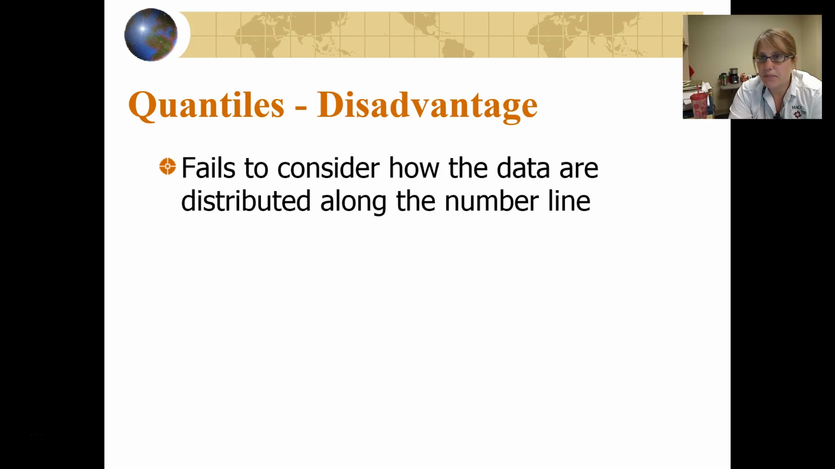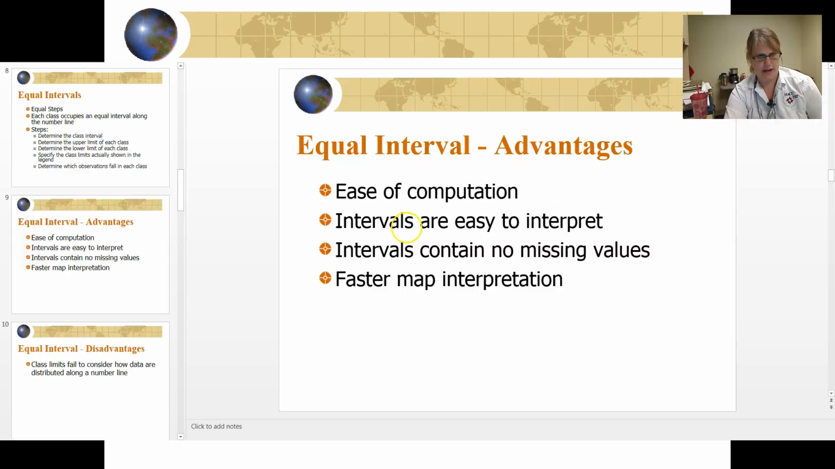And again, very similar to the disadvantage of equal interval, it just fails to consider how things are distributed along the number line. You might have 10 states together, 9 of them at one extreme end of the class and the other one at the other. They probably really shouldn't even be in the same class, yet they're put together, which can be a downfall.